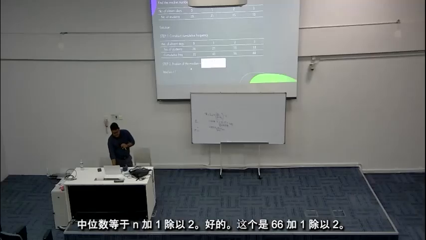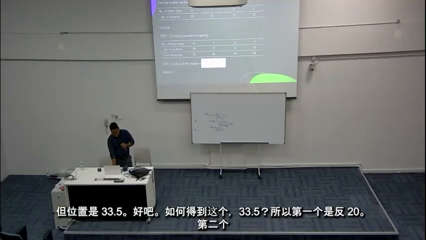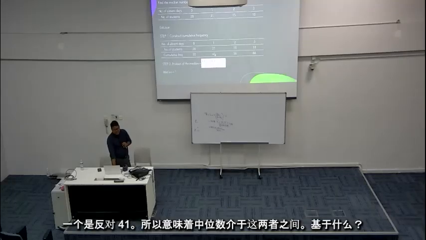So the position of the median is equal to (n plus 1) divided by 2. This one is (66 plus 1) divided by 2, so the position is 33.5. How do we get this 33.5? The first one is until 20. The second one is until 41. So that means the median is between these.